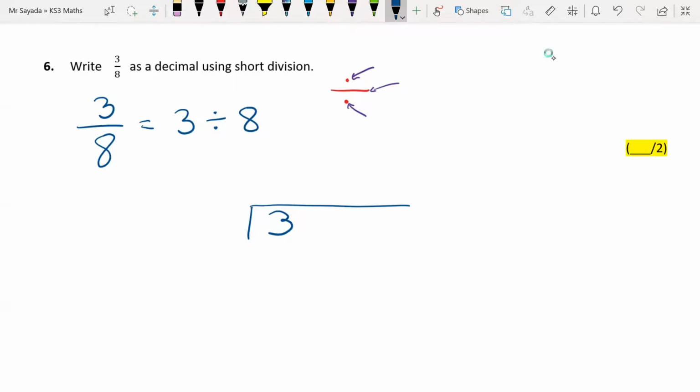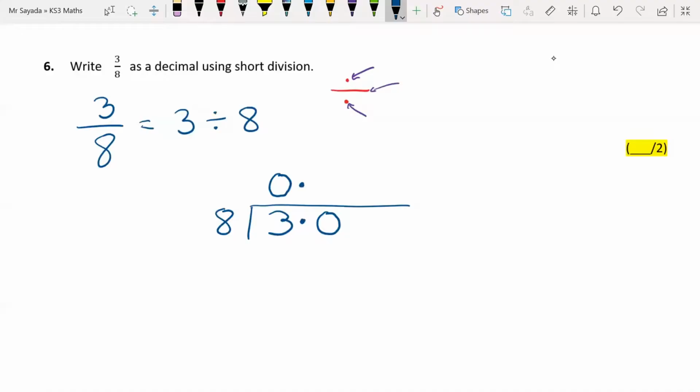So I put the 3 inside the bus stop and the 8 outside, and then I do my division. So 8 into 3 I can't do, so I have to write a 0. What do you think I do next? Say your answer to the video. I now need to add a decimal point here. Don't forget to do it here as well, and add a 0.